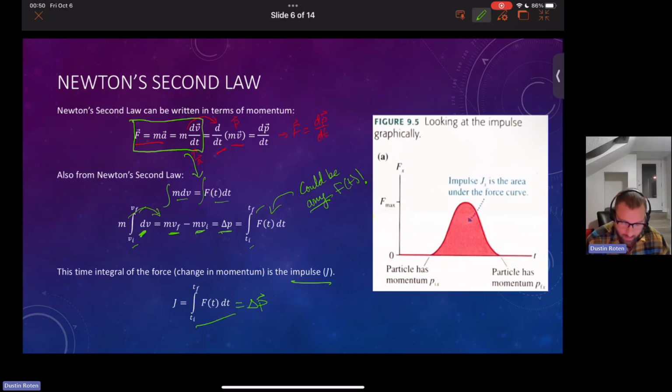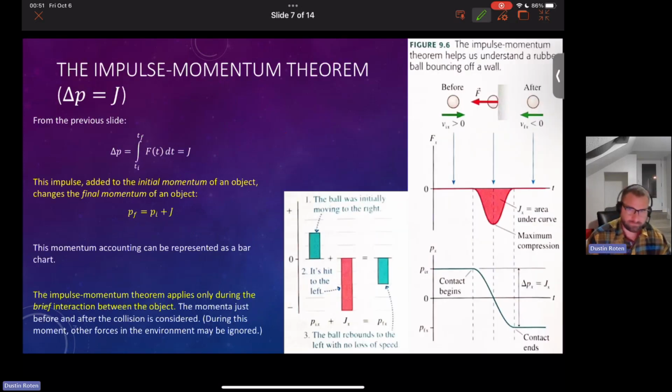So essentially, whatever's under here during that interaction, that growing force that peaks and then decreases again, whatever is there under that curve, that's responsible for changing your momentum. You can see that J, the area under the curve, equals delta p. All right, so the impulse momentum theorem, which is exactly what we were just talking about, the change in momentum equals your impulse. Okay, so we've got this from the previous slide.